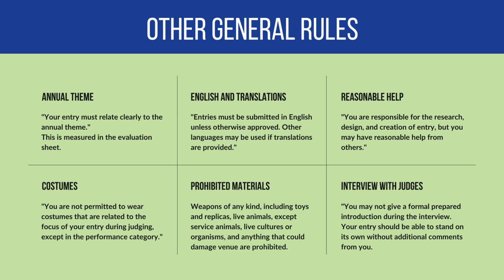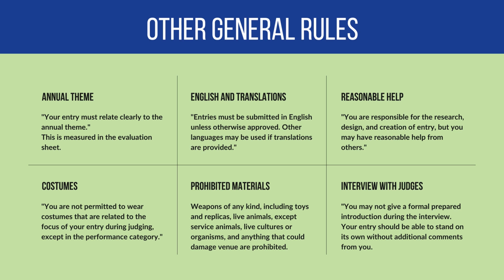Most rules do not result in disqualification. The rules you see here apply more generally to projects and to the contest day, but are important for you to remember. First, all students' projects must relate to the annual theme, which is evaluated in the evaluation sheet. All entries must be submitted in English unless otherwise approved. Other languages may be used if translations are provided by the students. The Reasonable Help Guideline is described in great detail in the rulebook, but it defines what students are responsible for and what they can receive assistance with.